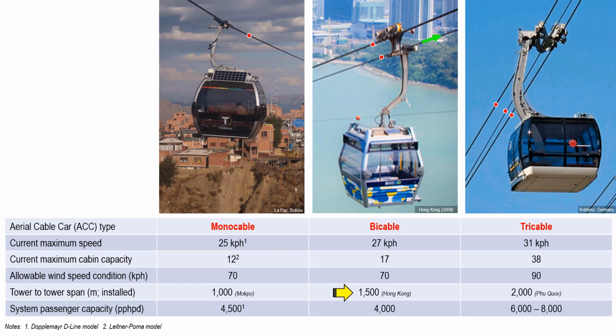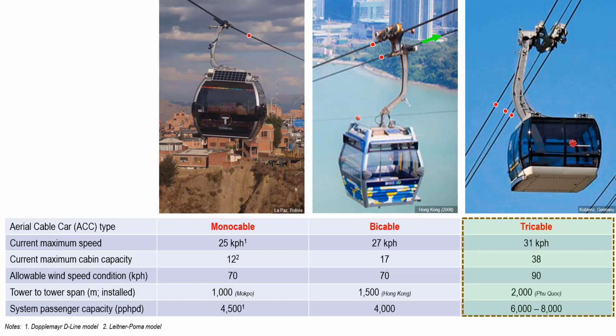The current system capacity of monocables is 4,500 passengers per hour per direction. It is higher than 4,000 of the bi-cable. This is made possible by the closer spacing of cabins. If higher specs are required by a customer, a tri-cable can likely provide a better alternative.